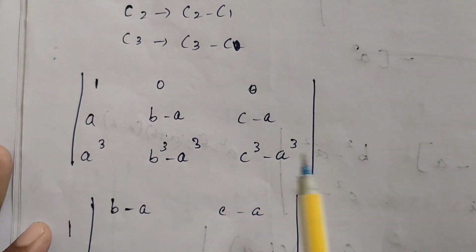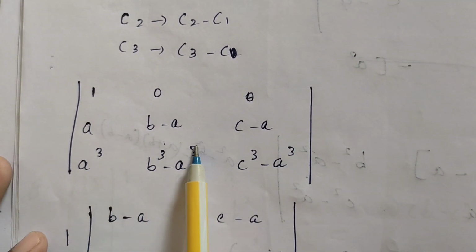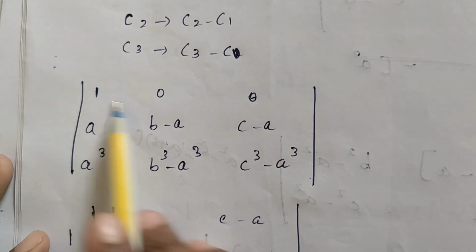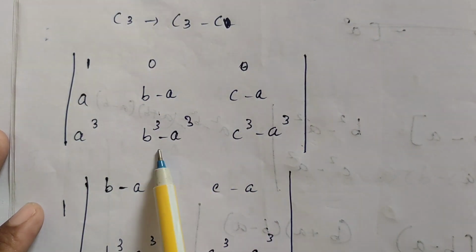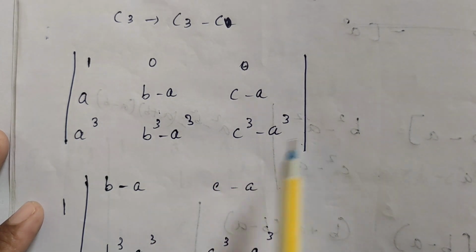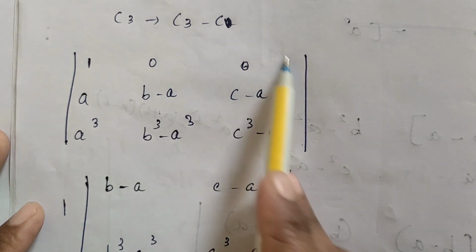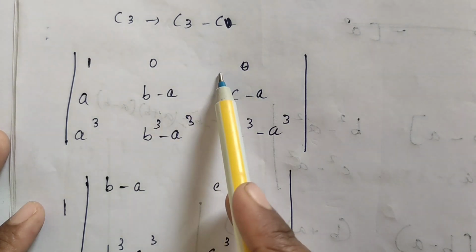The next step is to find the determinant value along the row. If I do so, 1 into b minus a, c minus a, b cube minus a cube, c cube minus a cube. These two terms are 0. 0 into anything will become 0.